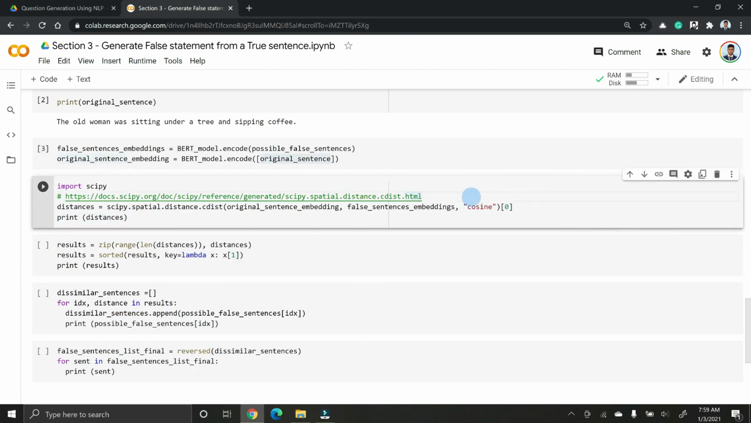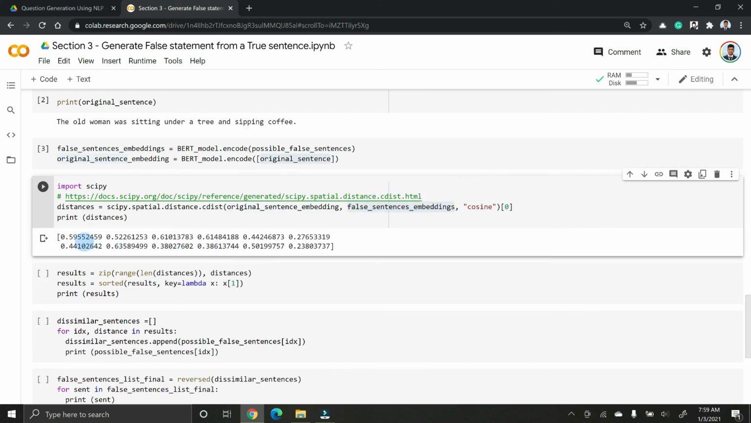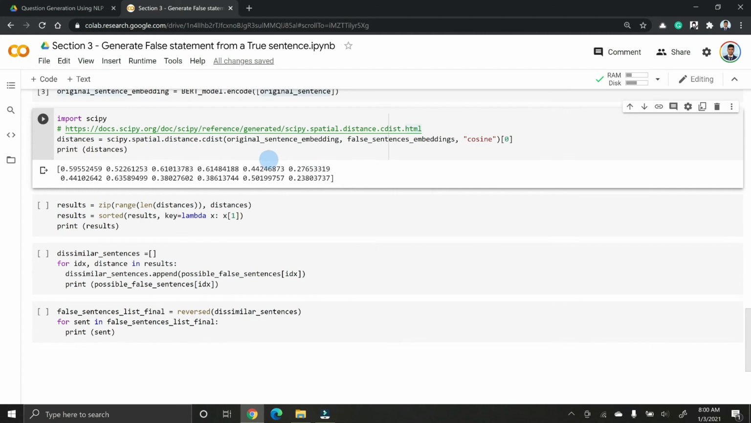So now that we have the embeddings, our goal is to find the cosine distance. So cosine distance is a similarity metric. So we can use our original sentence and compare it with all our false sentences to find the similarity between the original sentence and each of the false sentences. As you can see, these are all the distances that we calculated, the cosine distances. You can look at this link to understand the cosine distance metric from SciPy in more detail. Now our goal is just to sort these values in order and extract the corresponding sentences.